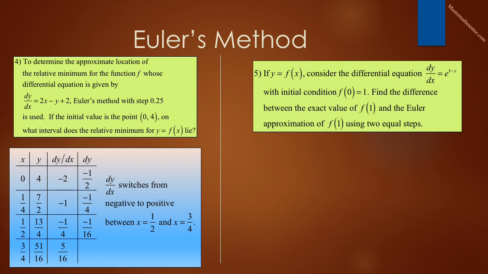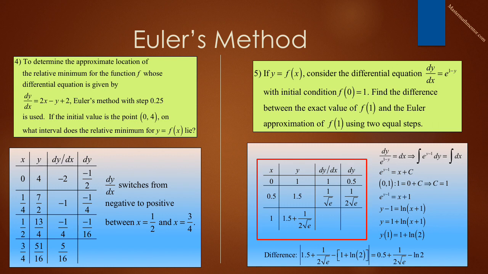This is a type of problem that comes up many times. You are given a differential equation which you can solve, and therefore find the value of the function at some particular value. You can also approximate the solution using Euler's method, and you are trying to find the difference between the exact value and the Euler approximation at that specific value. So this problem reads, consider the differential equation dy/dx equals e to the 1 minus y with initial condition f(0) equals 1. Find the difference between the exact value of f(1) and the Euler approximation of f(1) using 2 equal steps. We will start with Euler's method.